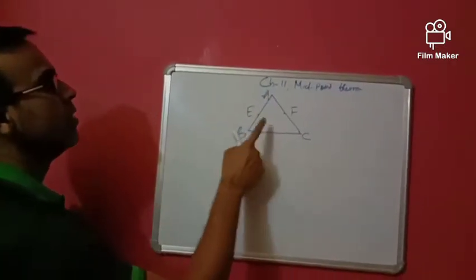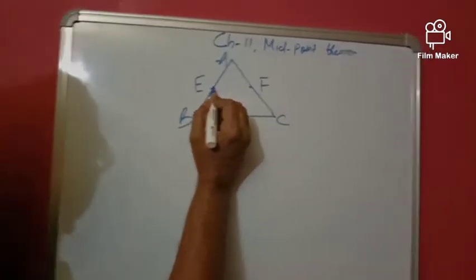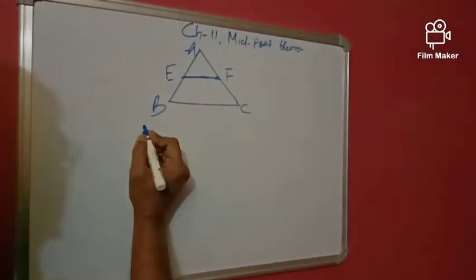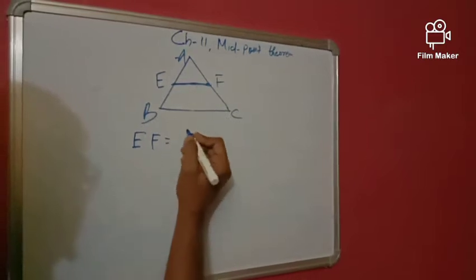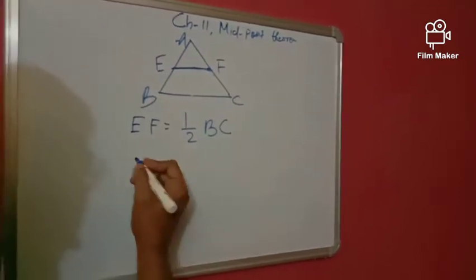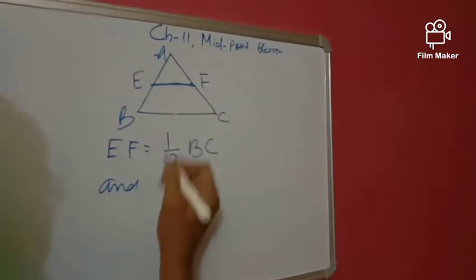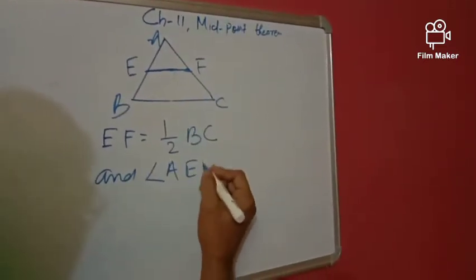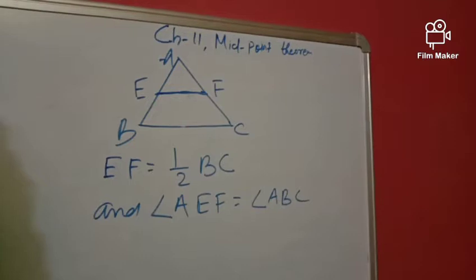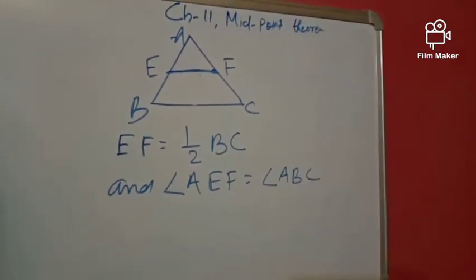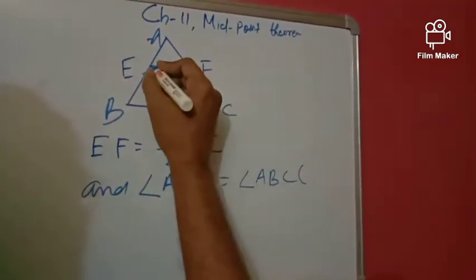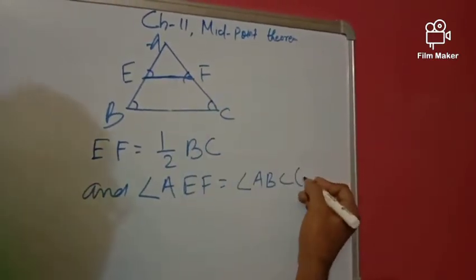In triangle ABC, E and F are the midpoints. Join E and F. Here we can observe EF equal to half of BC, and angle AEF equal to angle ABC, because angle AEF and angle ABC, what is this? A pair of corresponding angles.